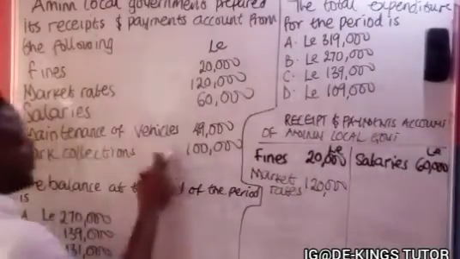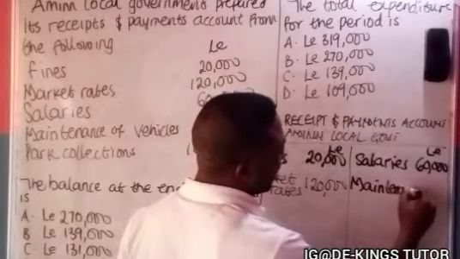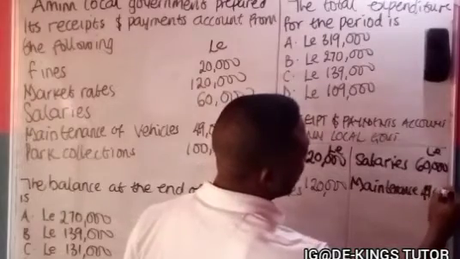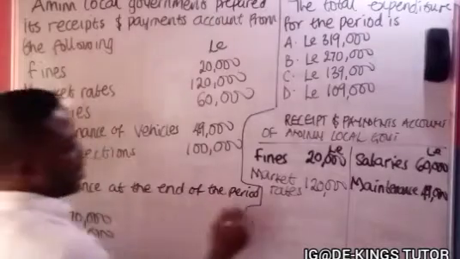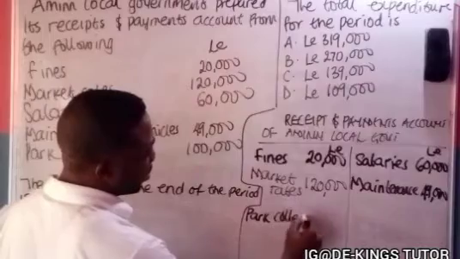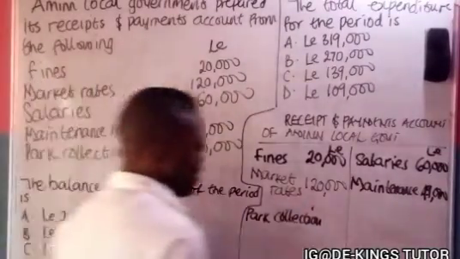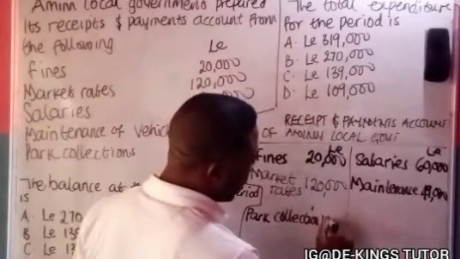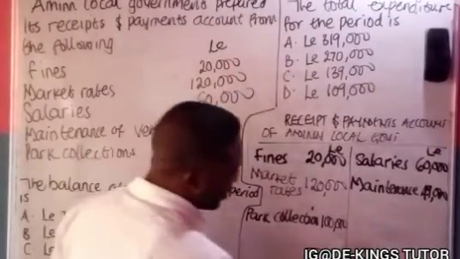Now another one, maintenance of vehicle is a payment. So you can write maintenance here. They are maintaining the vehicle, so they have to pay. It's 49,000. Then park collection. In the park, they have to collect fees. It's an income to them. So park collection is 100,000. Okay, so we are going to get the balance.